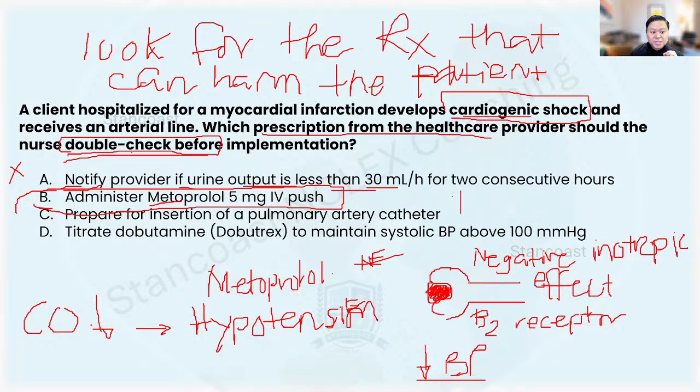Remember about the digoxin? It will enhance the contractility. So opposite, it is going to be positive ino. But here, with the metoprolol, it has negative inotropic effect. It will weaken the heart muscle, and it's not supposed to be given in a patient in a cardiogenic shock or in a developing or a decompensated heart failure.